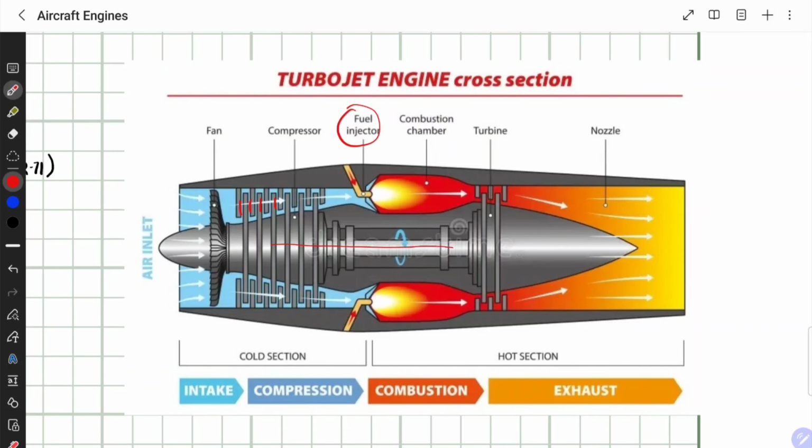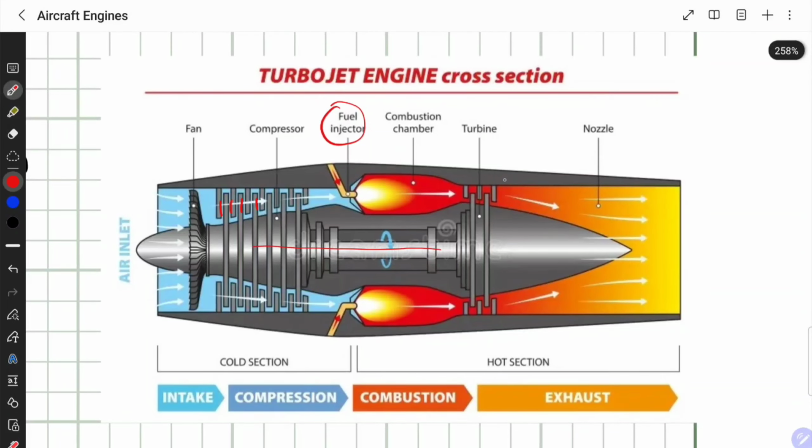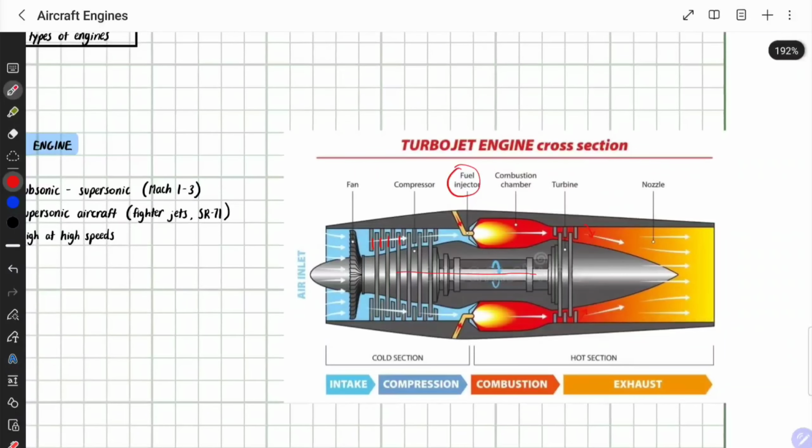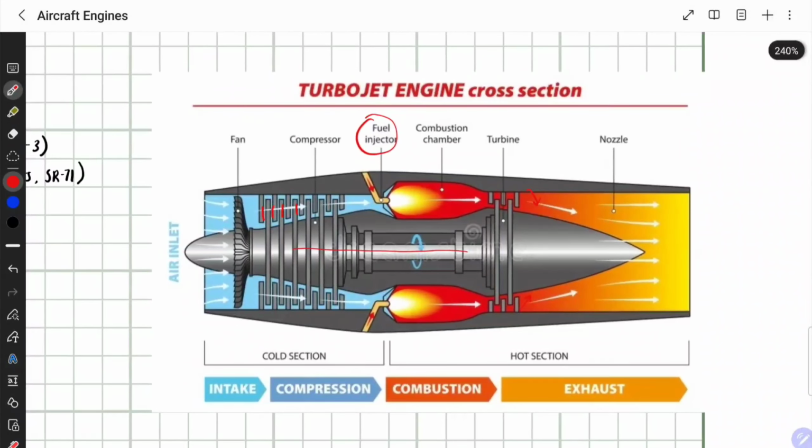So some military jets have afterburners after the turbine stage, which basically add extra fuel to produce additional thrust. But this is only for specific scenarios like flight maneuvers or takeoff from an aircraft carrier, since it wastes a lot of fuel. And finally, the exhaust stage, the hot gases are expelled at high speed to produce thrust.